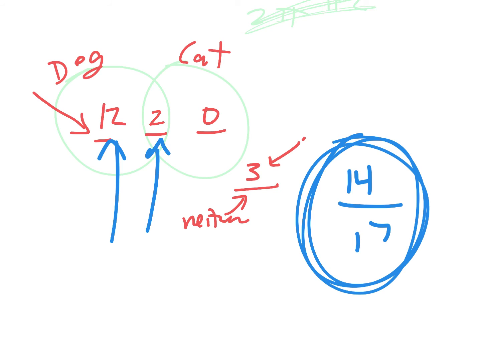Okay, let's do one more. Imagine on that same diagram, I now want to ask you this question. What's the probability I get a person who has a dog and a cat?